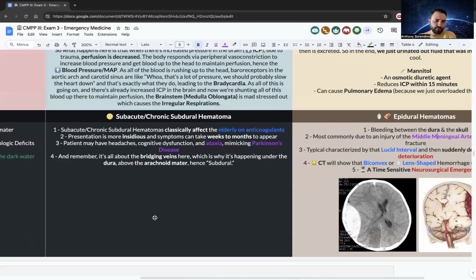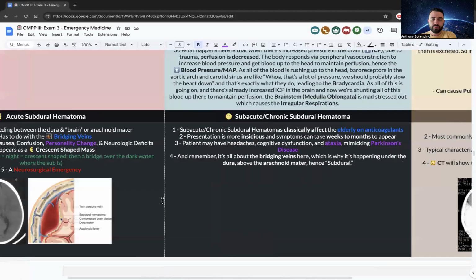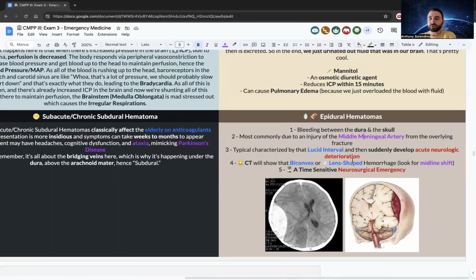I don't know if I said crescent shaped here. This is going to be the lens or football shaped one. And then you can also get a midline shift. This is between the dura and the skull. I think about it like the skull is so solid, it's going to leave no room for anything. So that's why you're going to get more of this midline shift.